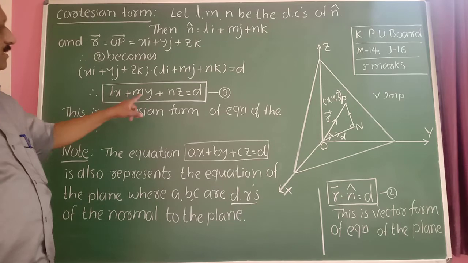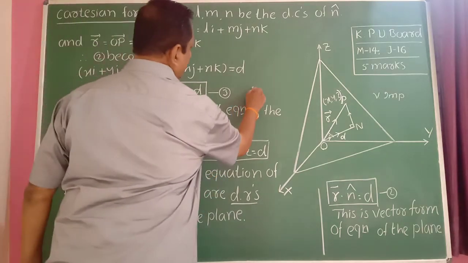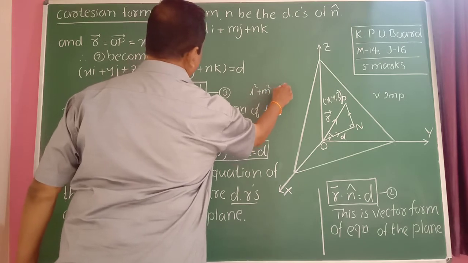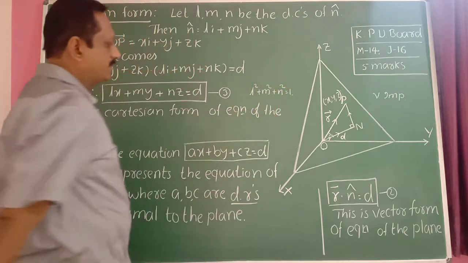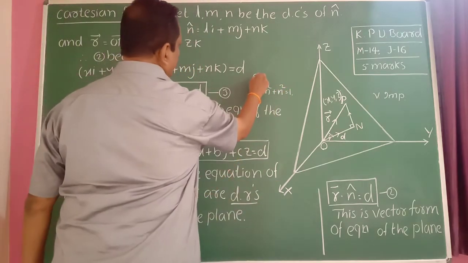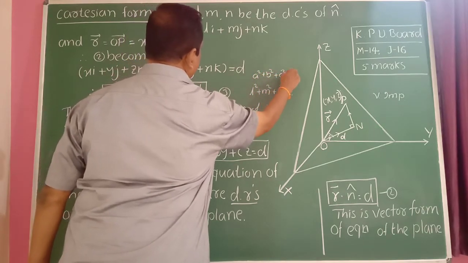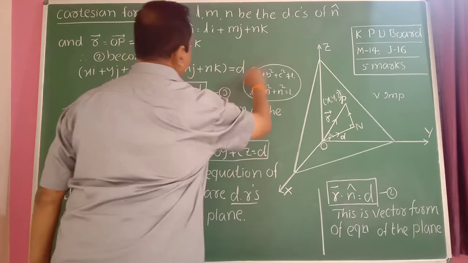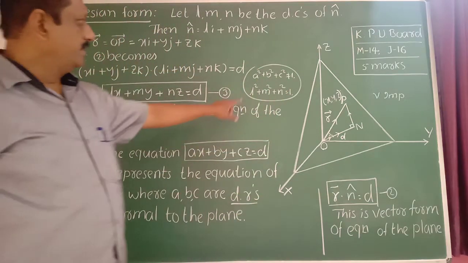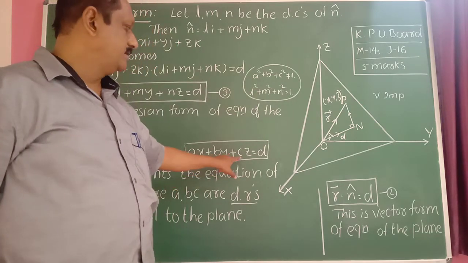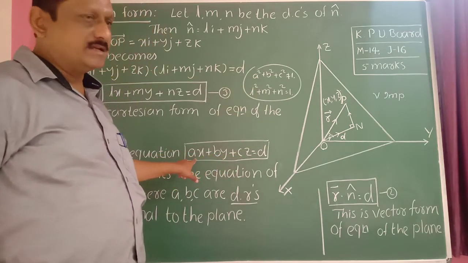In this case, you know the condition here: l square plus m square plus n square is always equal to 1. But a square plus b square plus c square is not equal to 1. Remember it. If a square plus b square plus c square is not equal to 1, then a, b, c, these coefficients are direction ratios.